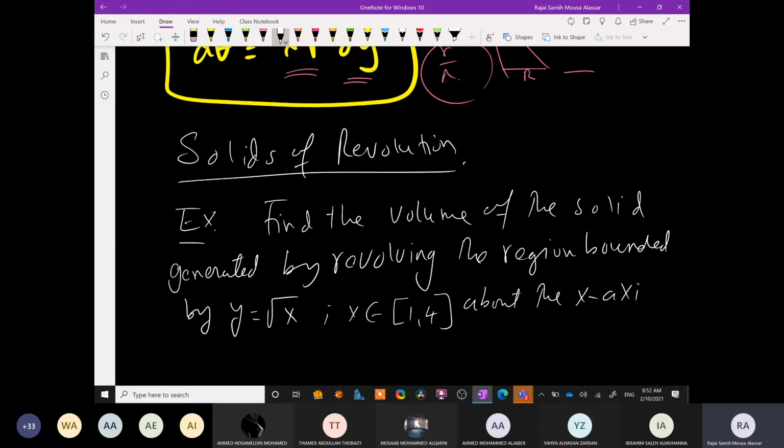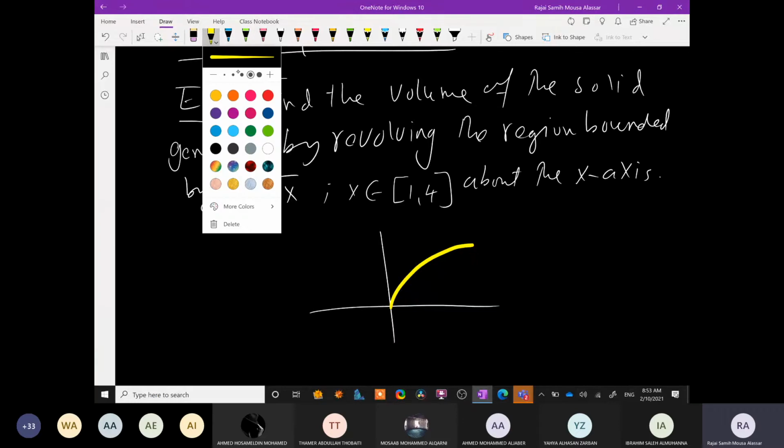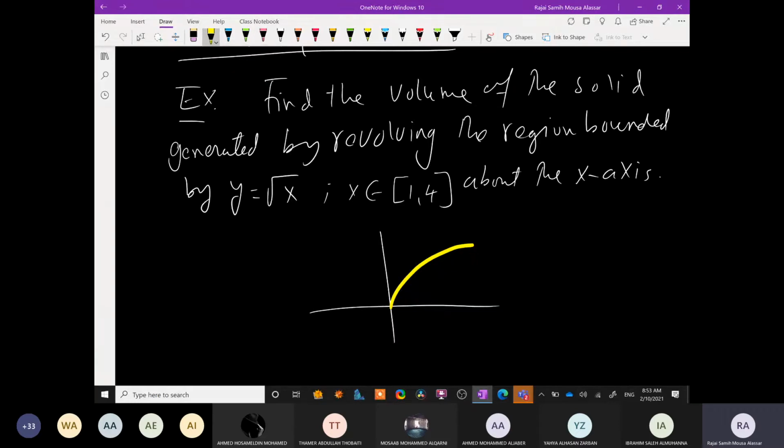Okay, let's think about it. We have a graph which is the square root of x, and it goes like that. Let me make this smaller. We will stop here at 4, so this is x equal to 4. If x is equal to 4, then y is equal to what? It's equal to 2, yes? So this is y equals square root of x.